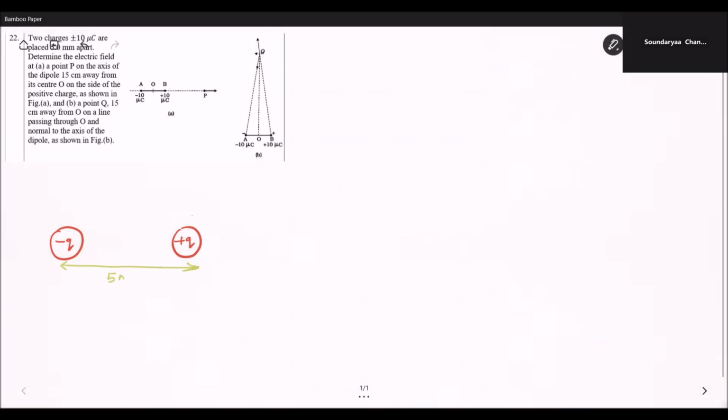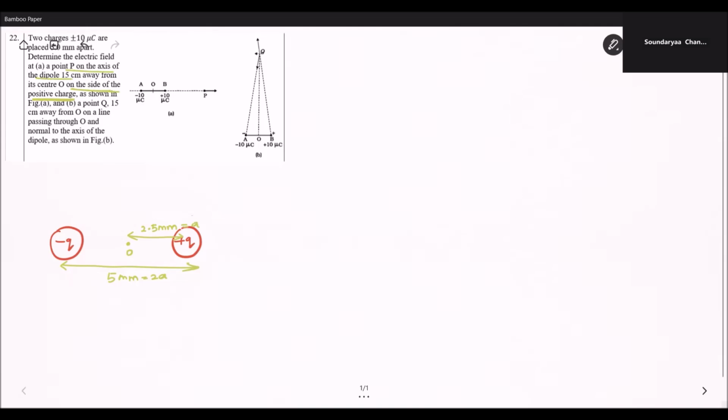And you know this distance of 5 millimeter is termed as 2a. If you take the midpoint of the dipole, then from the midpoint to any one of the charges, the distance is 2.5 millimeter and it is termed as a. And they have assumed a point P on the axis of the dipole. The distance of point P from the dipole center is 15 centimeter, and that point P should be considered on the side of the positive charge.